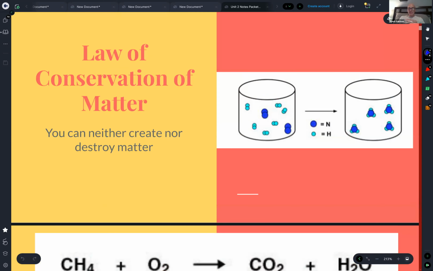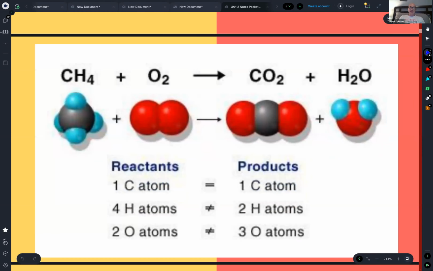All right, so related to this, we need to understand the primary idea of chemistry is that you can neither create nor destroy matter. This is called the law of conservation of matter. What that says is, just as I stated, you can't make nor can you destroy anything. It can only change its shape, form, or structure.